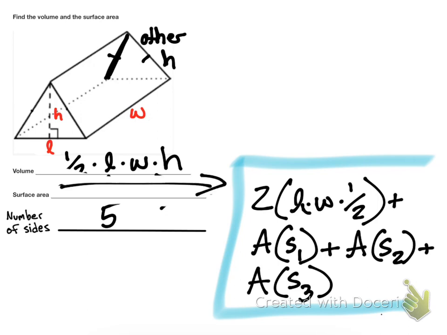I know it looks complicated, but remember, this is just dealing in terms of variables. What we're doing is we've got 2 times length times width times 1/2 because it is a triangle, plus area of side 1 because it's surface area, area of side 2, area of side 3. The only important things to remember: side 1, side 2, side 3.